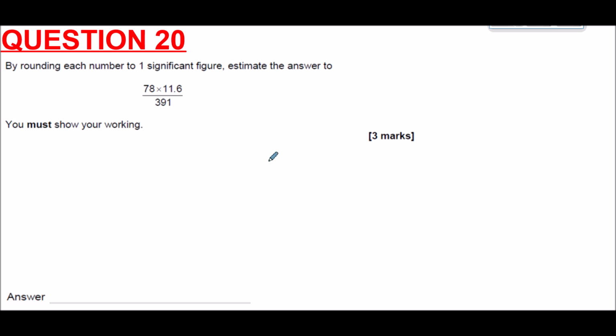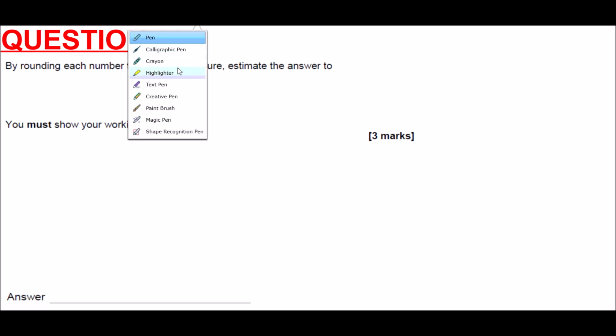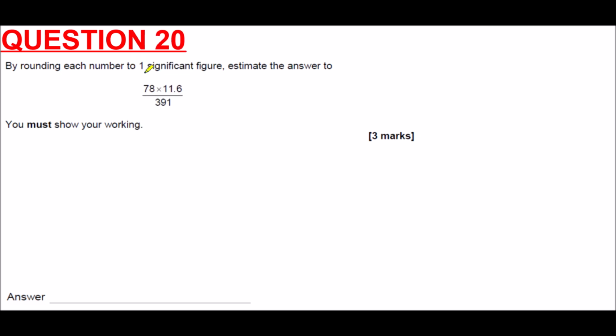Question 20, we're told to estimate this calculation by rounding each number to one significant figure. So we need to show the working as well, so we can't just put down an answer on the answer line without any justification. And so one significant figure means we want to keep the first non-zero number we see in each value, and then round that first non-zero value according to the digit next to it. So it's easiest just if I do it number by number and show you this.